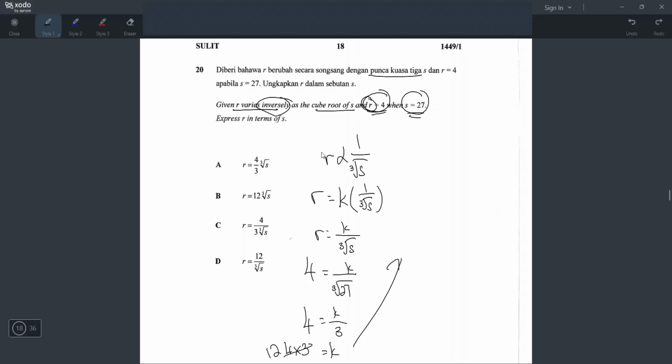So now you can rewrite this equation. Don't rewrite from here, rewrite from here is better. It will be R equals 12 over cube root S. It means you just rewrite this whole thing, but the K becomes 12 on top, right? So what is the answer? D is your answer.